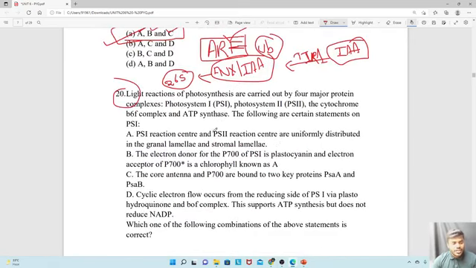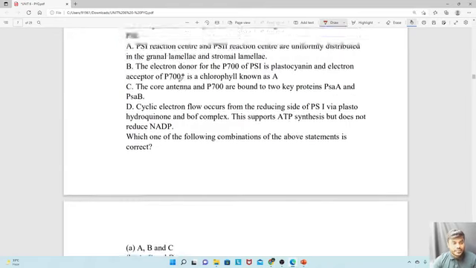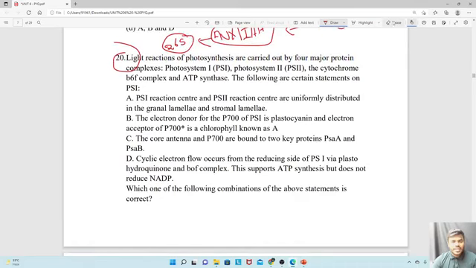Okay. Question number 20. Very good friends. Very good. Option A is correct. Fantastic. Okay. Question number 20.